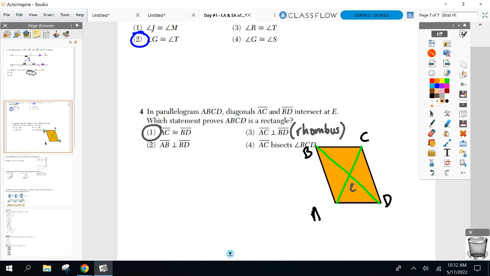And if a diagonal bisects the angle BCD, anybody remember what type of parallelogram that is, if the diagonal bisects the angles? Remember, we're in the parallelogram family, guys. So rhombus, rectangle, and square. AC bisects BCD. It is a square, but also a rhombus property. Diagonals bisect the angles.